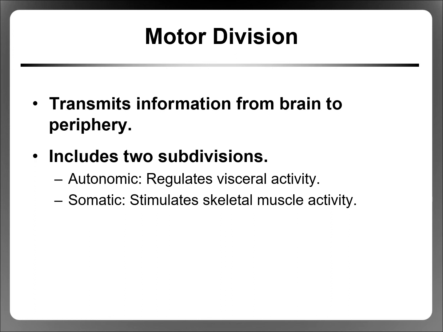Looking into the motor division, it will work to transmit information from the brain to the peripheral nervous system. This is going to include two major subdivisions, the autonomic nervous system, which will regulate our visceral activity for our major visceral organs, and our somatic motor division, which is going to stimulate skeletal muscle activity. This will be the most relevant to exercise physiology.